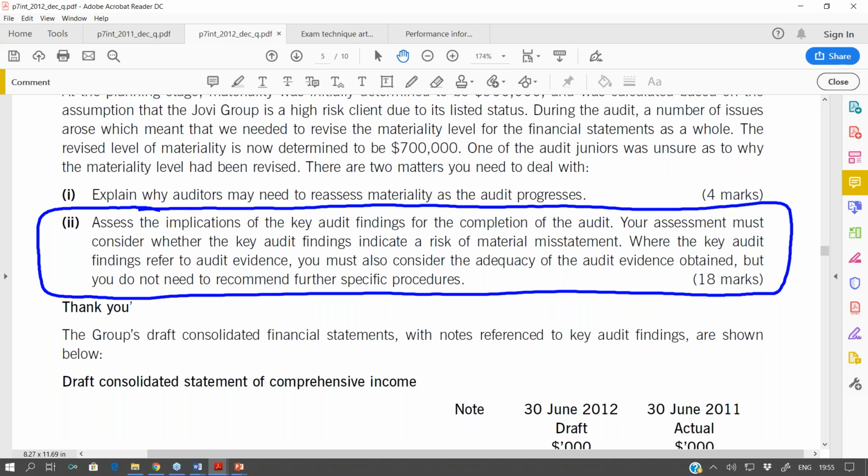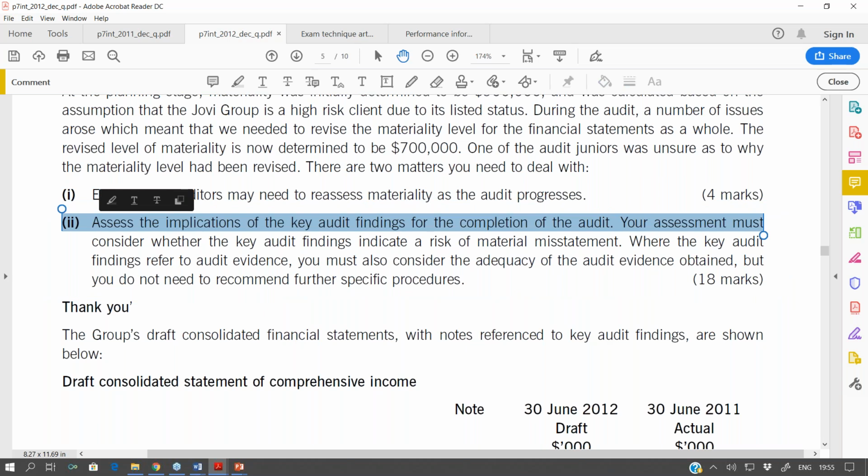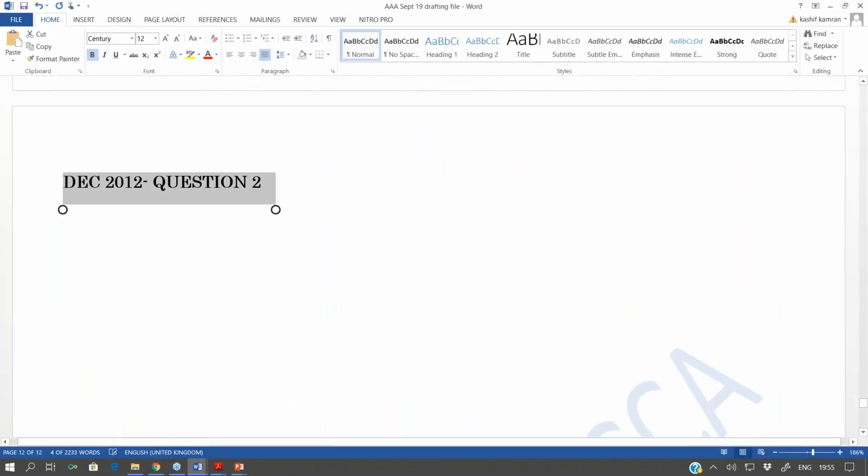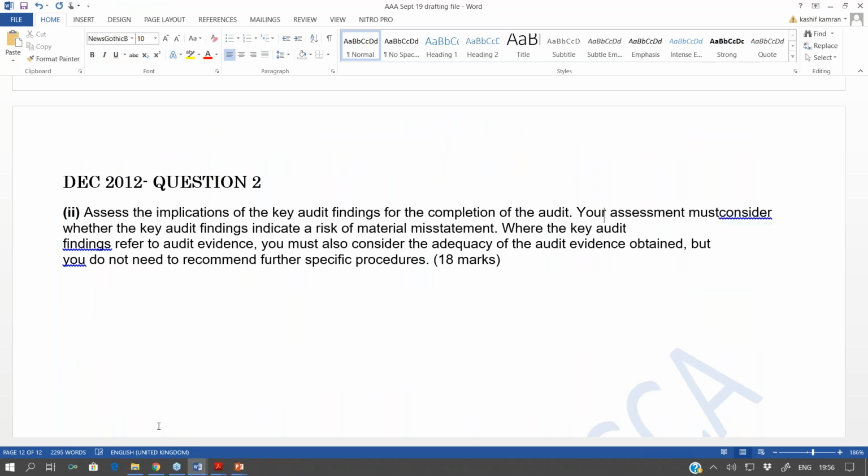Was it difficult to accept the 18 marks here at the first go? Right, so now let's do the analysis. Let's take this to my Word file and first do a perfect drill of 18 marks. Let's copy paste this right over here and do a perfect analysis of this question.